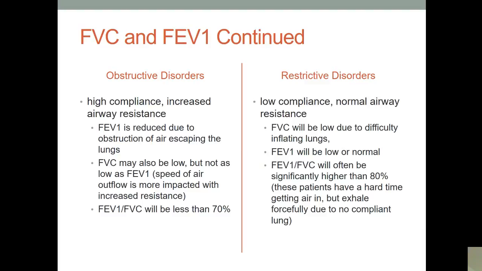However, that ratio, the FEV1 to FVC ratio, is going to be significantly higher, right? Because these patients have a hard time getting air in, but they can exhale really forcefully. So some of these patients that I'd seen, like with pulmonary fibrosis, would have an FVC of, say, 1 liter, and also an FEV1 of 1 liter. So their problem was just getting air in, but not getting it out.